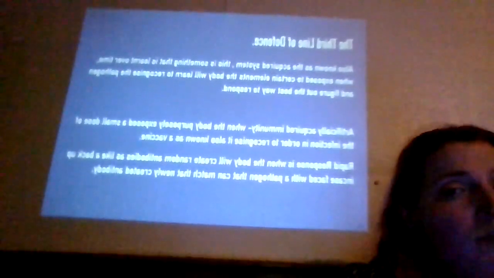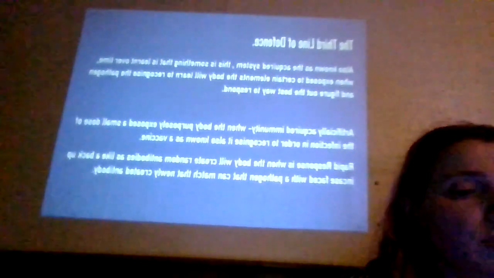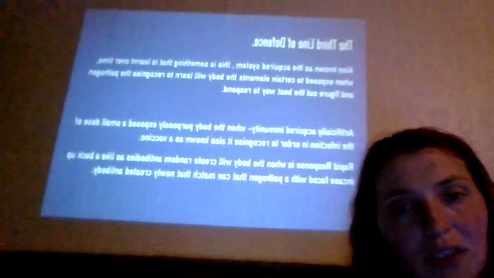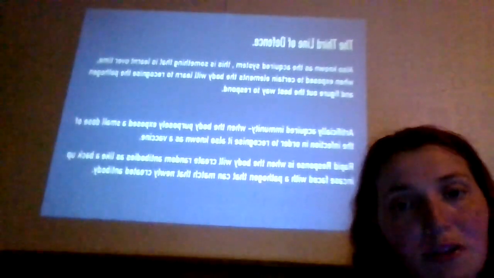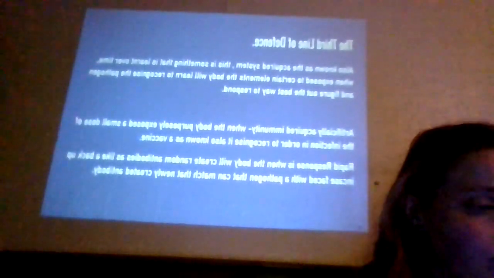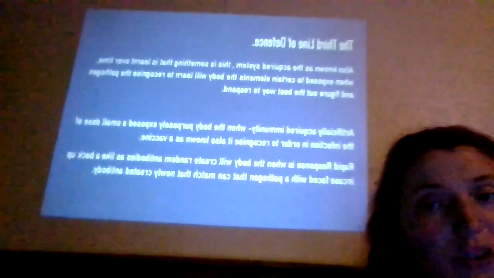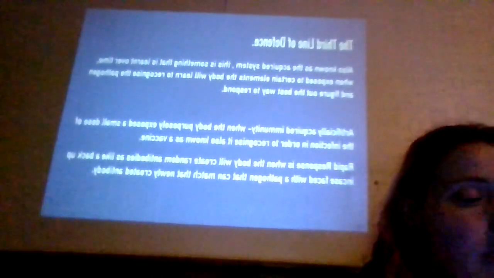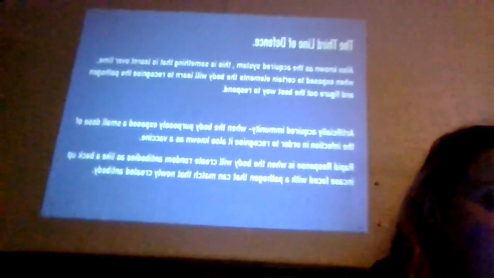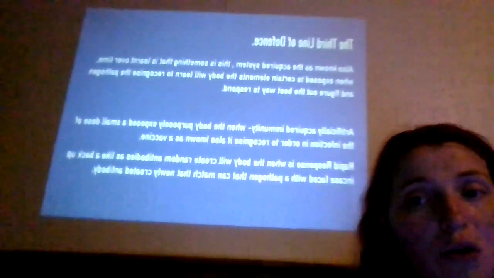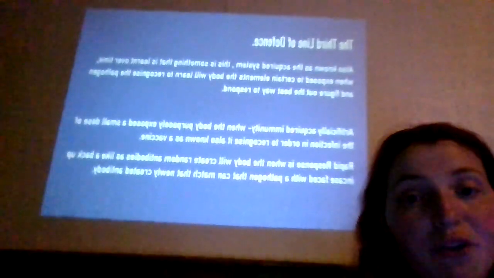Then you have the third line, which is also called an acquired system. This is something that your body will learn over time. The more time it gets infected, the bigger the memory. You can get artificially acquired immunity, which is a vaccine, and this will purposely expose your body with an infection.